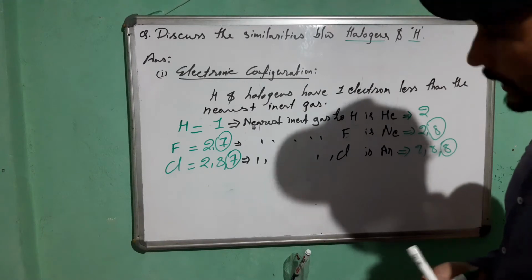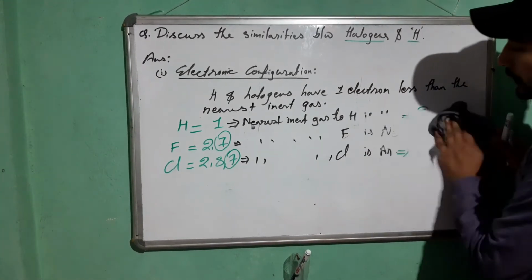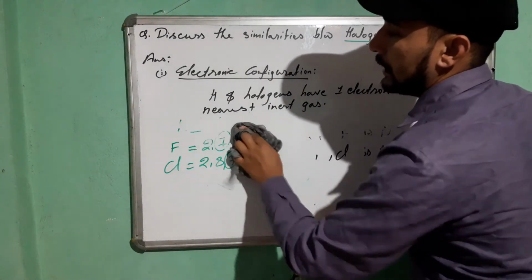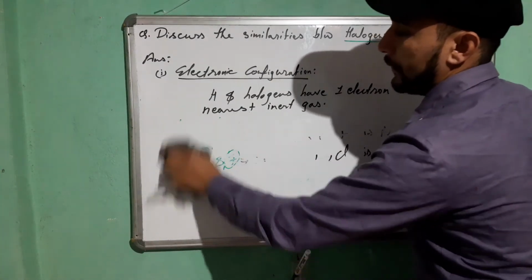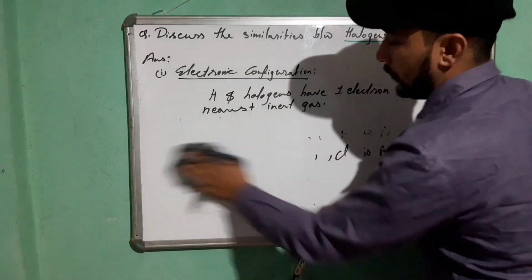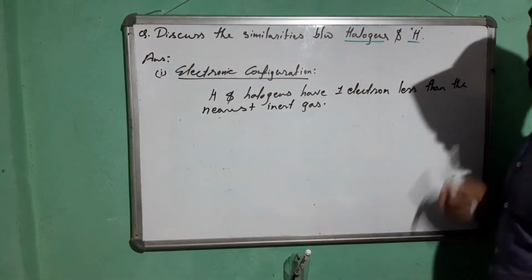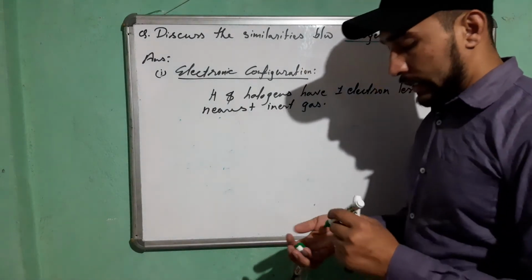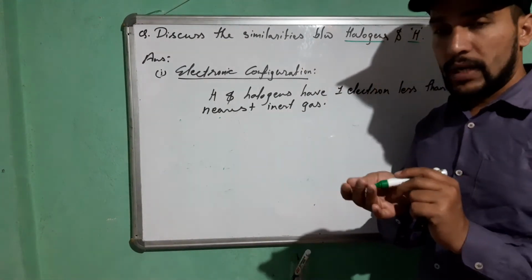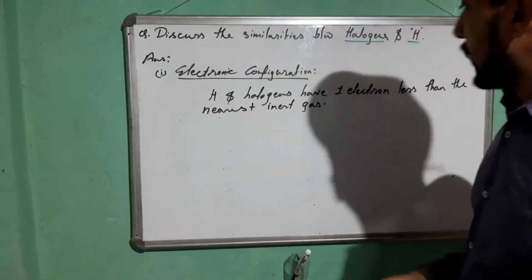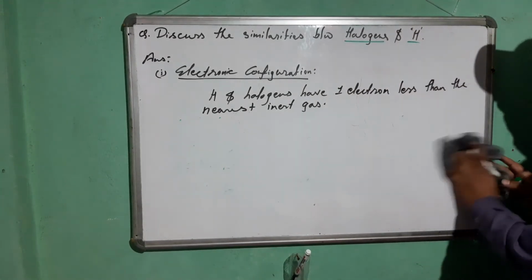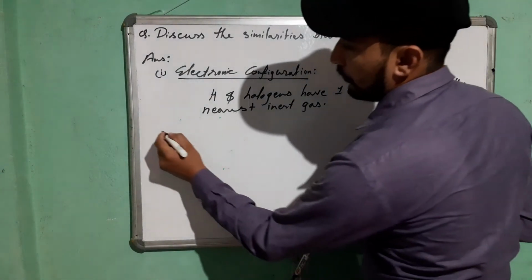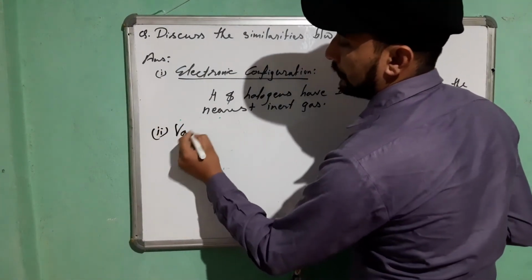This you should remember; no need to write this one. Suppose a question comes: which is the nearest inert gas to hydrogen? Then you should say helium. And if the question is which is the nearest inert gas to chlorine, then your answer should be: after chlorine there is argon, so argon is the nearest inert gas to chlorine. You should say it like that. Next, number 2 is valency.